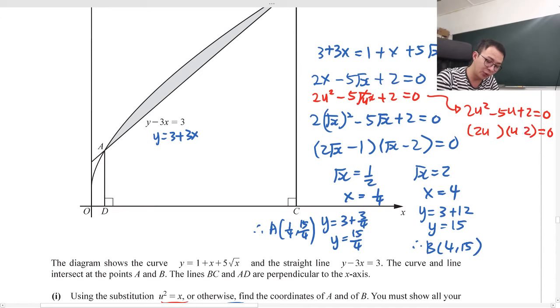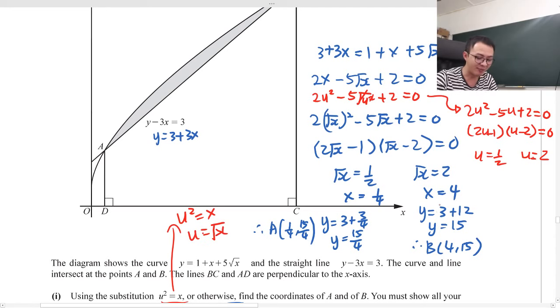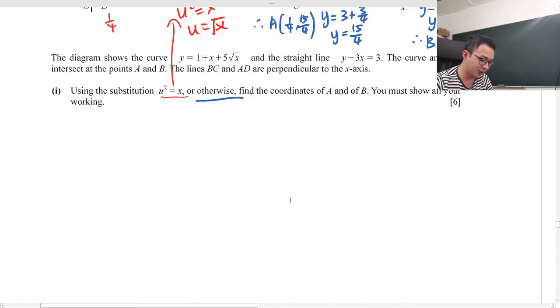2u minus 1 and u minus 2. So u equals half and u equals 2. And what is your u? Because u squared equals x, u is basically the square root of x. Then you sub back, and at the end you should get the same result as me. But this factorization is kind of complicated. At least I know this is 1 over 4 and this is 4. Alright, so I'm done already, 6 marks.